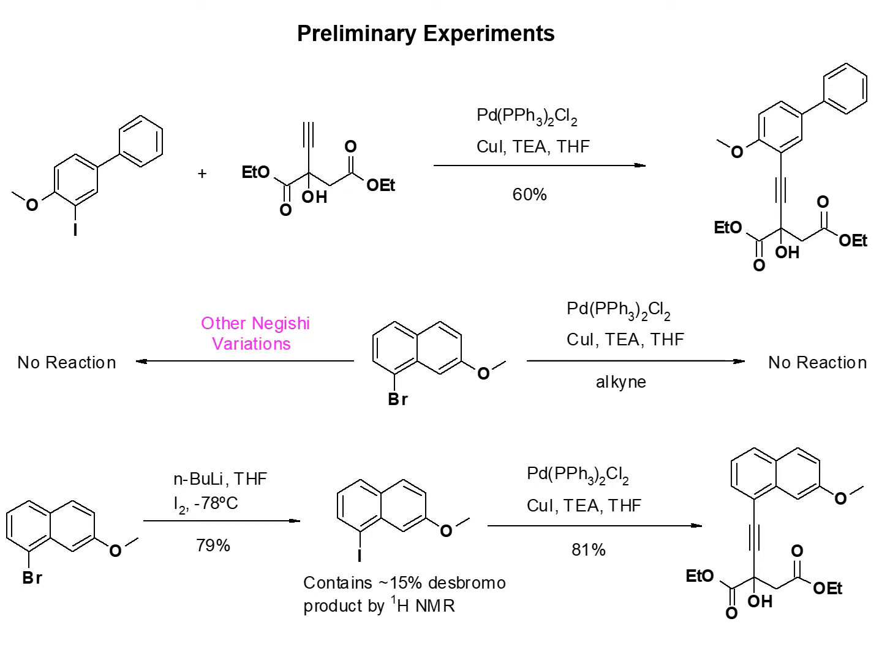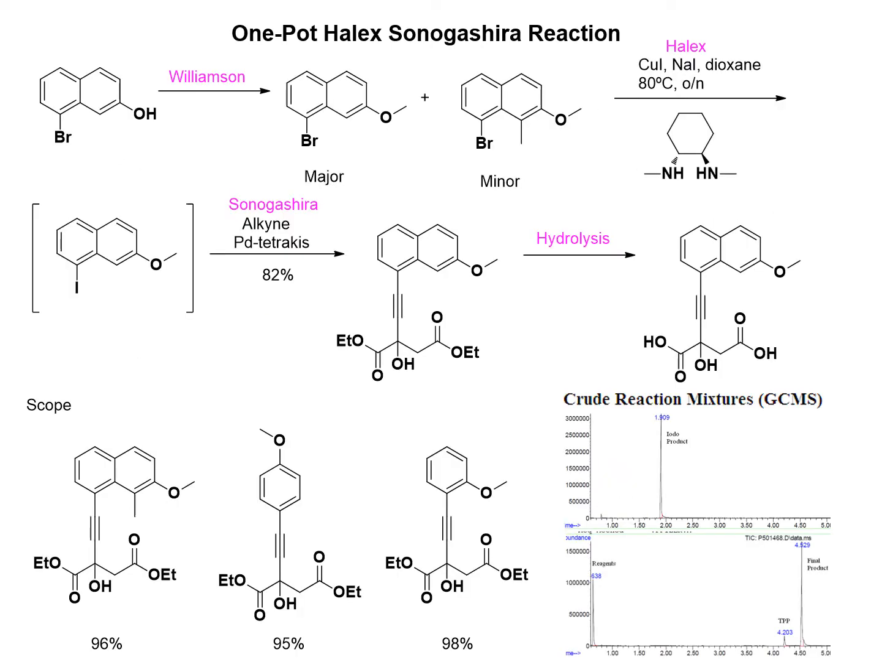In one of our first experiments, we used n-butyllithium and iodine to form the desired aryl iodide. However, 15% des-bromo product was observed by NMR. The subsequent coupling yielded our desired product in 81% yield. The issues we observed were moderate yields, messy reaction mixtures, and the inability to couple electron-rich aryl bromides. The solution to these problems was a one-pot Halex Sonogashira reaction, with the potential for library expansion.